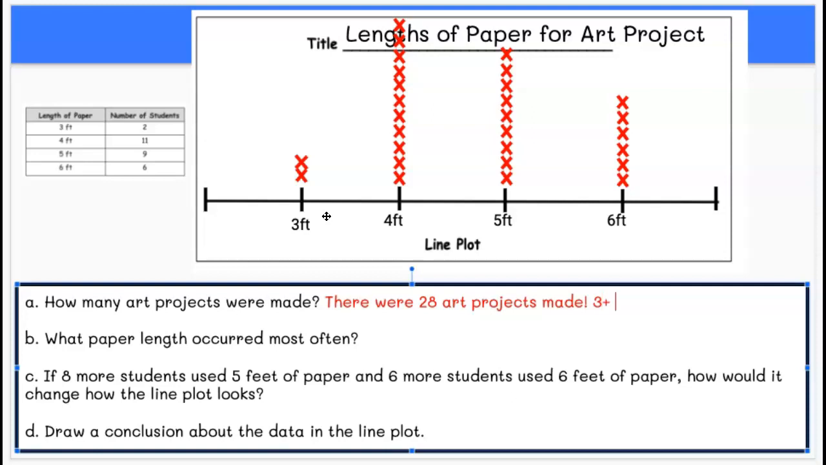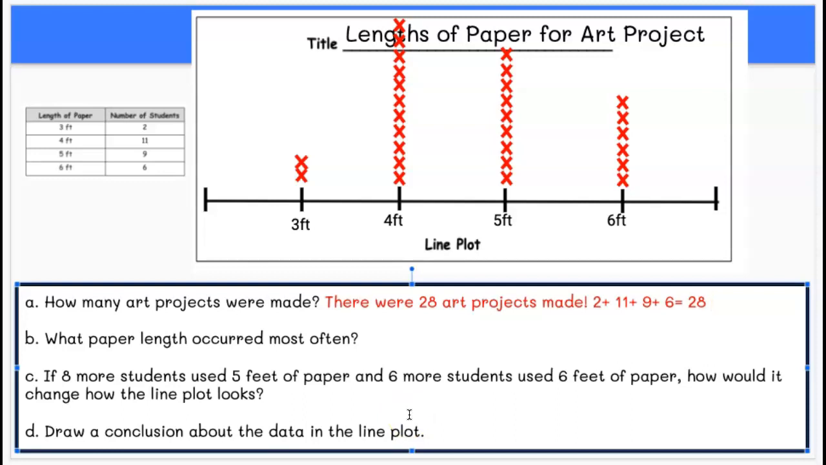So 3 plus 4, oops, I'm adding the total. I was adding these totals down here, and that's an easy mistake you can make. So make sure you're looking at the right numbers when you're analyzing or thinking about the data. It's these numbers I want to be adding. 2 plus 11 plus 9 plus 6 equals 28. 28 art projects.